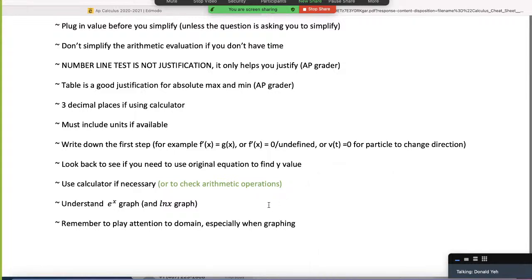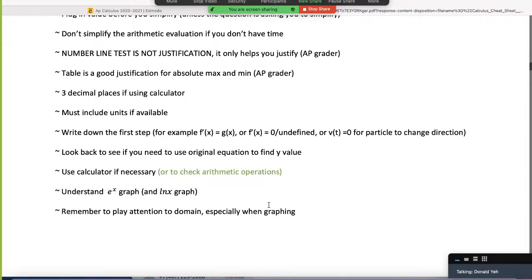Also, the natural log of x graph. You have to know the natural log of x graph, because the limit as x approaches 0 from the positive side is going to be negative infinity, and the limit as x approaches infinity is going to be infinity. Those are the things that you need to know.